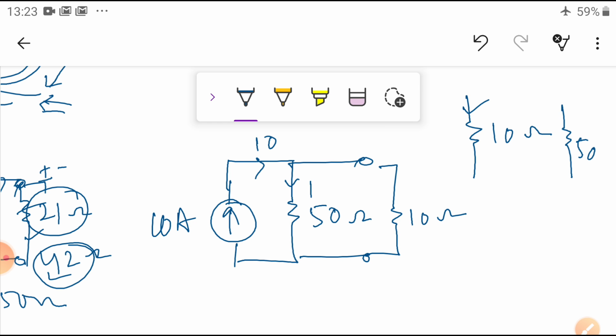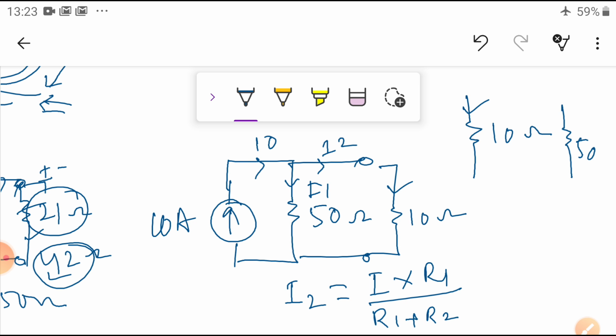So this current is, for example, I1, and this current is I2. I want to know what the current is. Simply, I2 is equal to the basic formula. What is the total current? That is I times the opposite resistance, R1 divided by R1 plus R2. Simple circuit, so you already know these basic things. So what is the circuit here? This is the current, this is R1, this is R2. Now based on this you are going to find the value. So this is, for example, R1, I1, and this is I2.